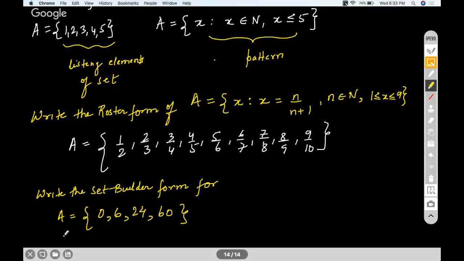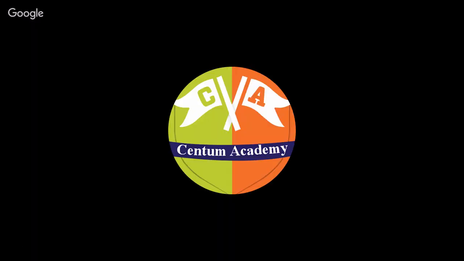n cube minus n, absolutely correct. So basically in set builder form, you can write this as x, where x is n cube minus n. People who have done mental ability in NTSE will find this very easy.